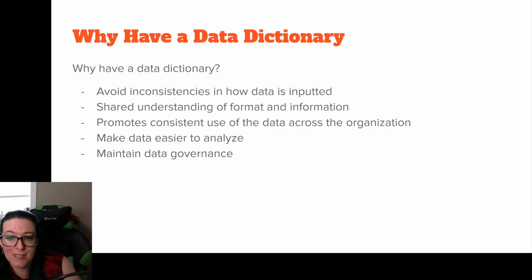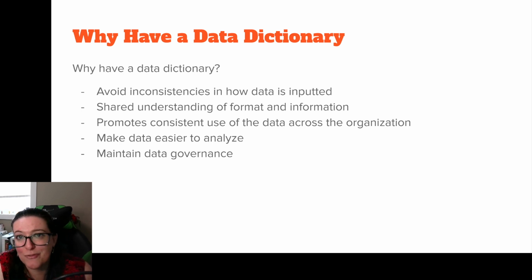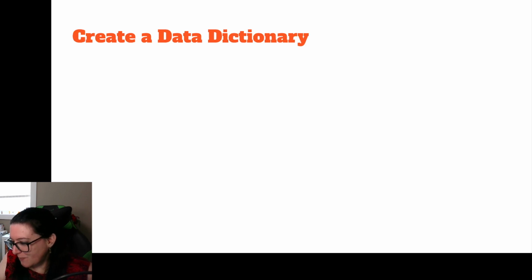We're all interpreting it the same. We all know that this variable, this field, gives this information. That allows for consistent use of the data across the organization. It makes the data easier to analyze. It's going to make it faster to analyze because we know, based on the measurement scale and the data type, what type of analysis we can do. And of course, it is consistent with our data governance in terms of policies about storage and maintaining that data.